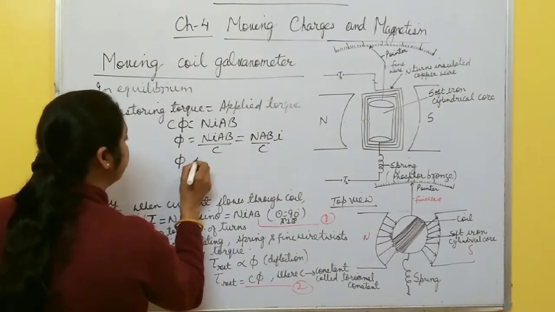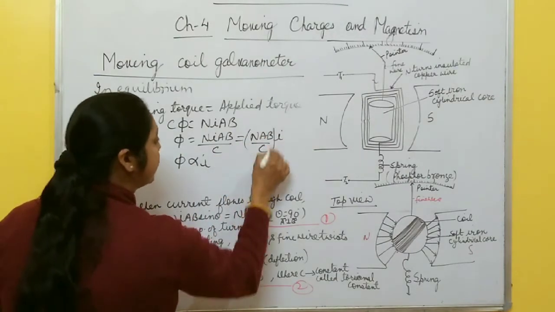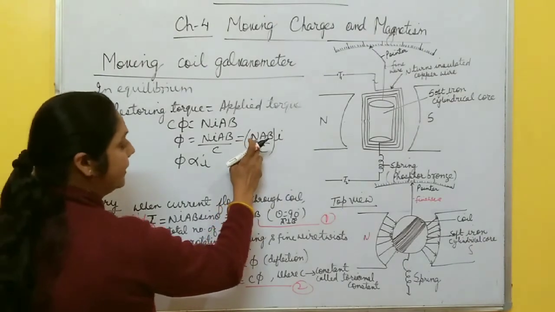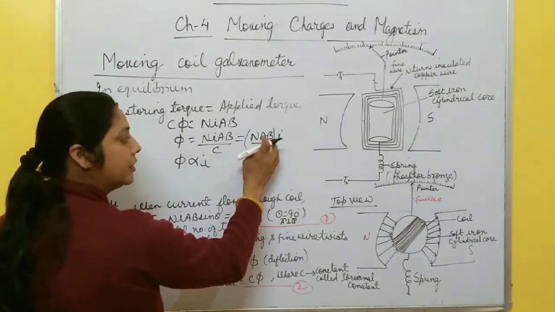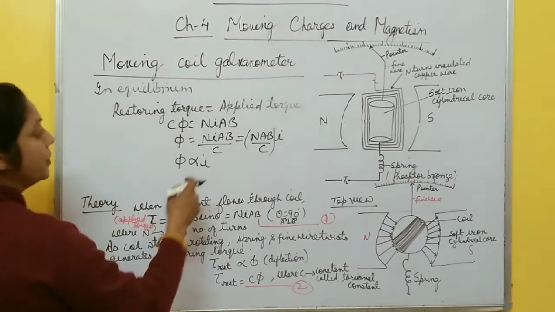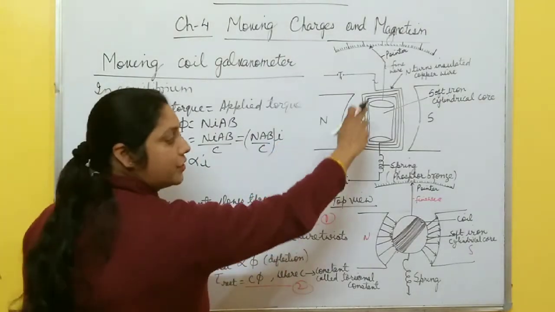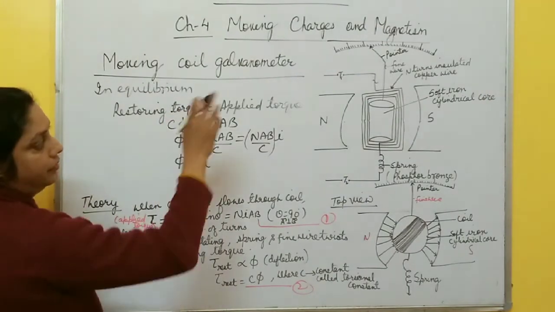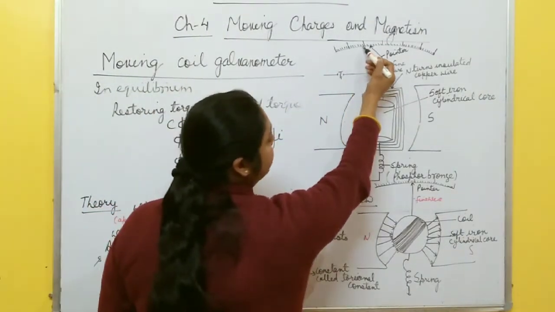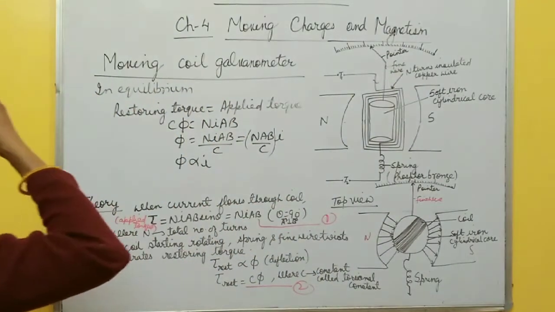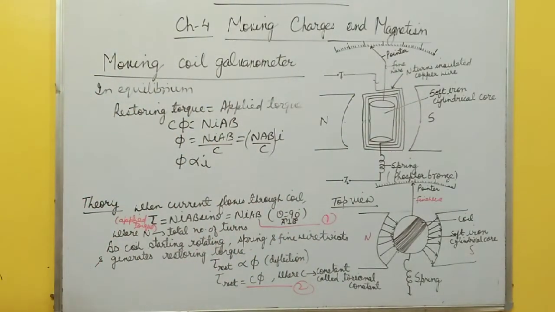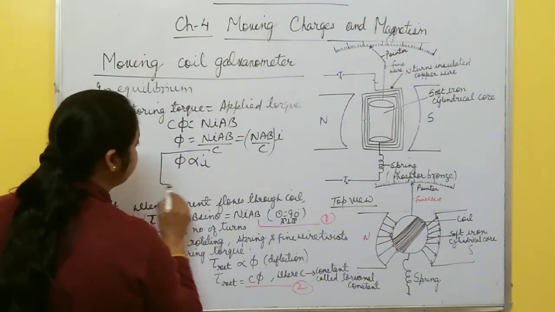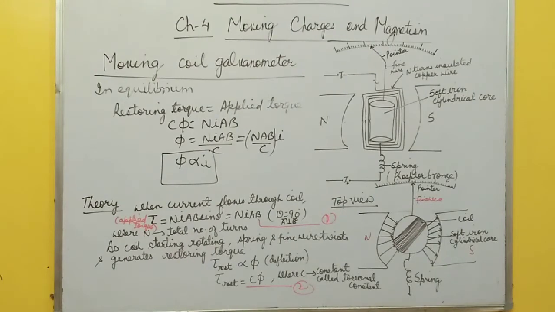It means this phi is directly proportional to I because all these others are constant. C is a constant called the torsional constant, N is the number of turns and is also constant, A is the area of the coil, and B is the magnetic field. So greater the amount of current passing through this coil, greater is the deflection shown by this pointer. It is noted with the help of this scale reading, right? So this is the construction, working and theory of this moving coil galvanometer. Please note down this one, it's very important, right?